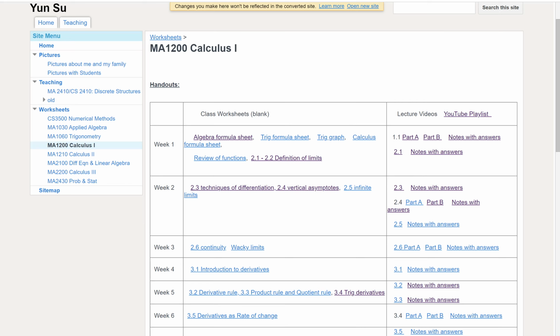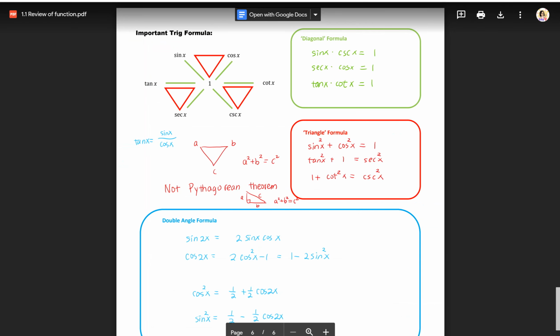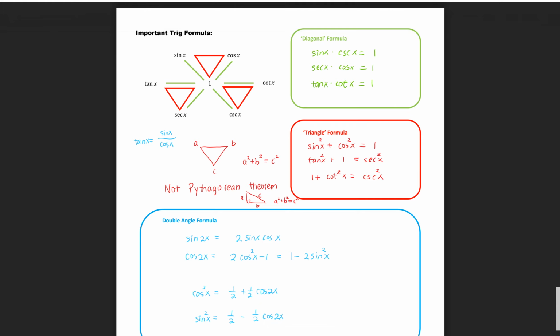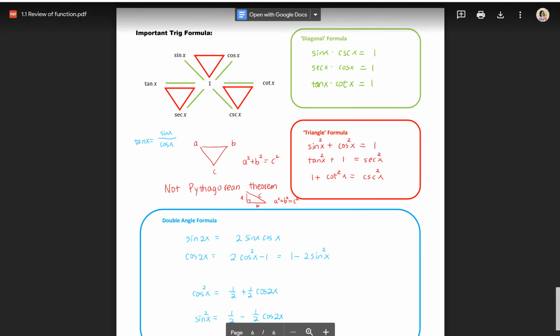Then you can click this note with answers for 1.1. When you go back to the last page, I introduce this hexagon. You draw the functions in the natural order when you say those 6 trig functions: sine, cosine, tangent, cotangent, secant, cosecant, and then you put 1 in the middle. Then look at the diagonals. There are 3 diagonals. For the diagonal formulas, the product of the 2 ends equals the middle one.